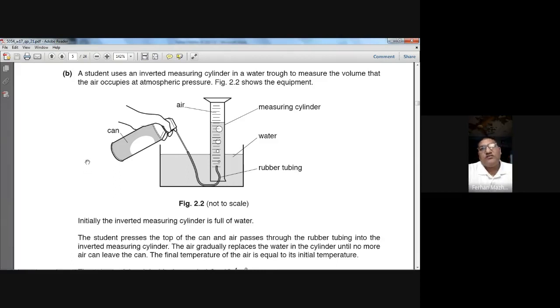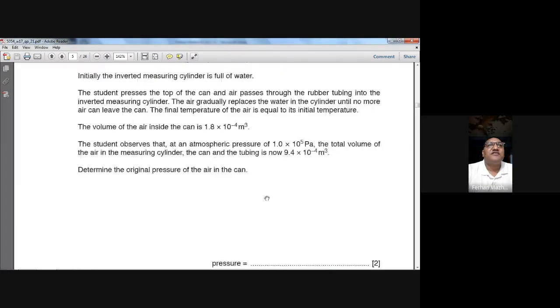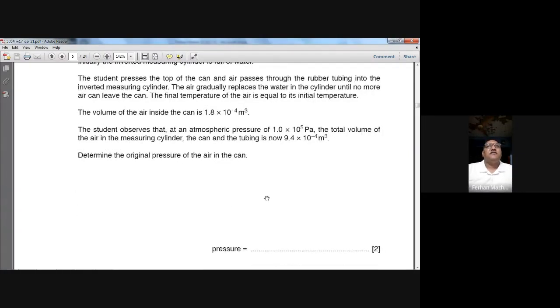You see, he's talking about the volume and the pressure of the gas, and the most important sentence is this: the final temperature of the air is equal to its initial temperature, so the temperature is constant. Okay, on your screen we have the rest of the question. The volume of the air inside the can is 1.8 × 10^-4 m³. The student observed that at an atmospheric pressure of 1 × 10^5 Pa, the total volume of the air in the measuring cylinder, the can, and tubing is now 9.4 × 10^-4 m³. Determine the original pressure of the air in the can.